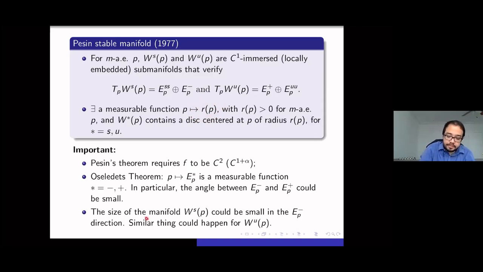So in particular, what happens is, this is what I say here: the size of the manifolds can be small. In the uniform directions, you have this stable manifold theorem that you can apply that tells you that they have good uniform size. So if there is a problem of your manifolds becoming small, that comes from the center direction.